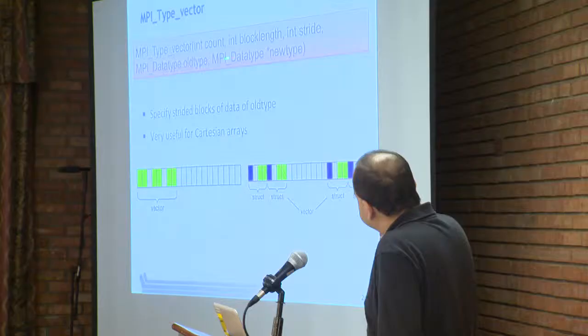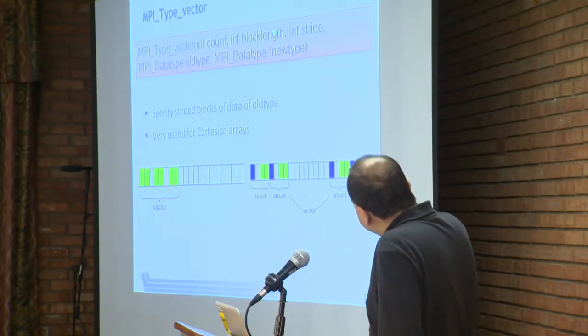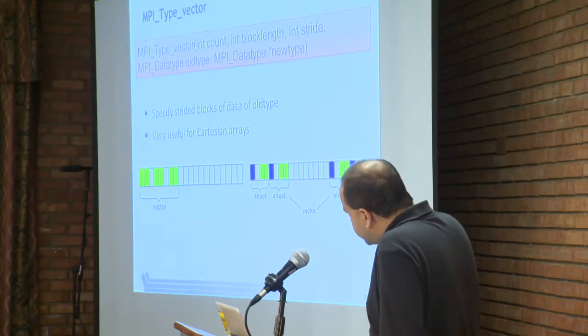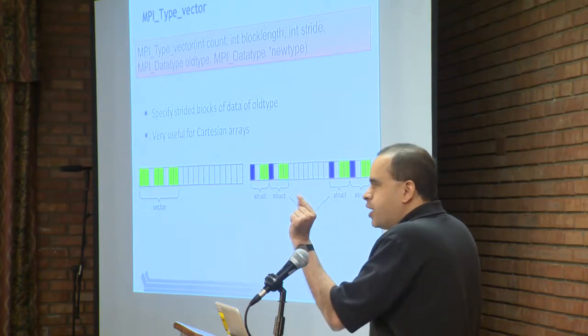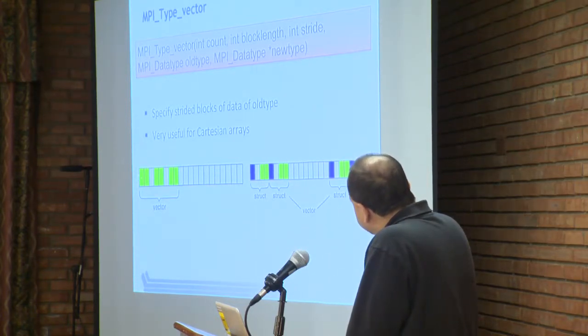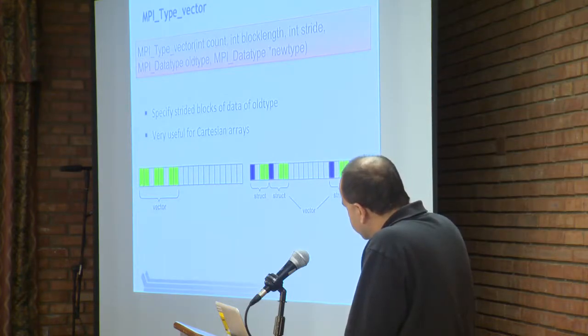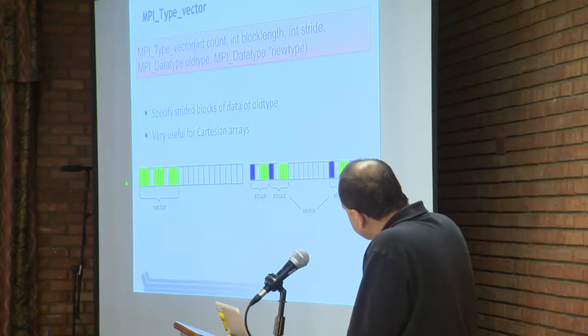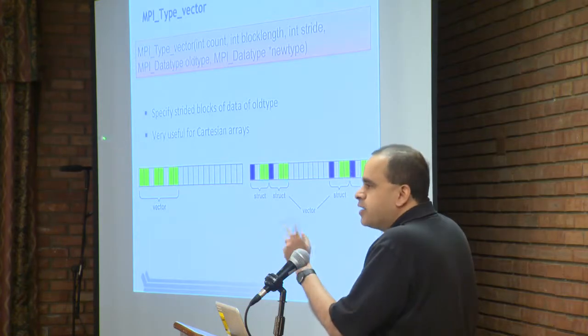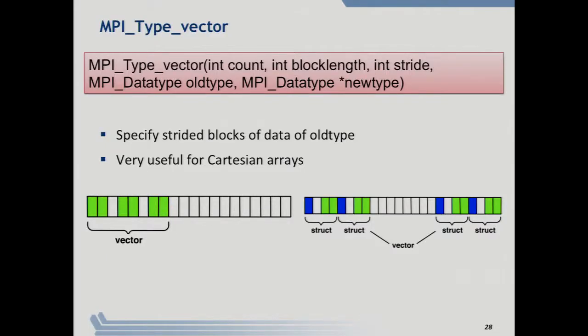And the way you specify this is, again, there is a count, which is the number of these blocks that you want to create the vector type out of. The block length is the number of elements in each of these bars. I'm not using the right term, but the block length would be 2 here. So each of these has a block size of 2. The count is 3 because we have 3 of these. And the stride is the distance between the starting of the second block and the starting of the first block. So in this case, the stride is 3.